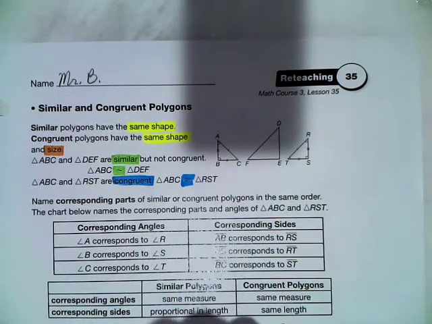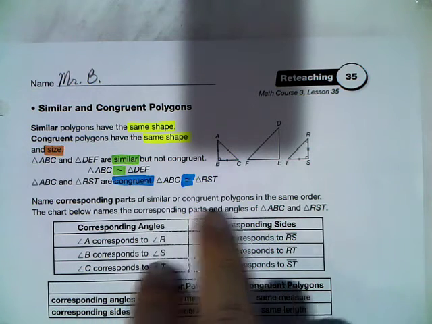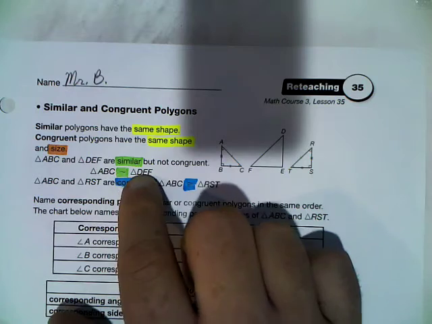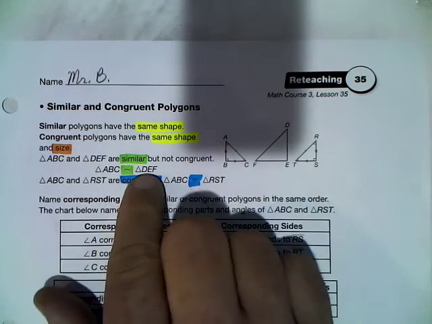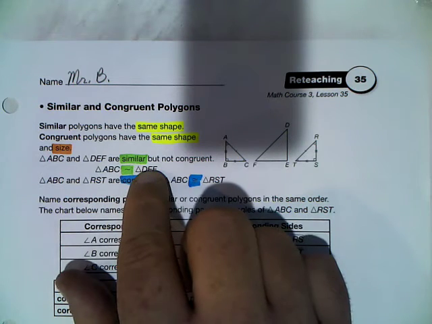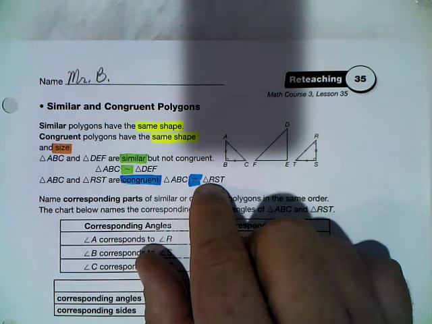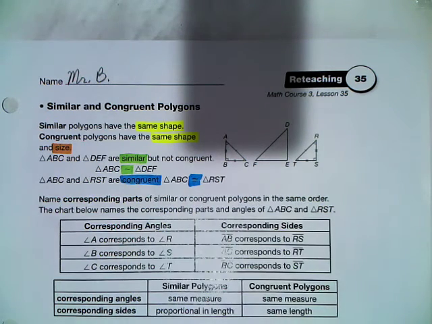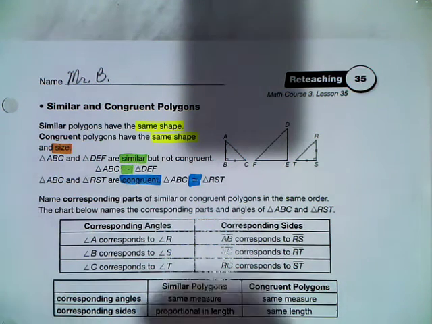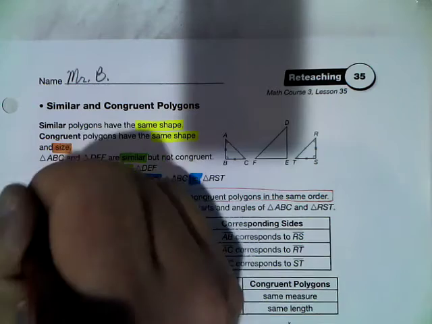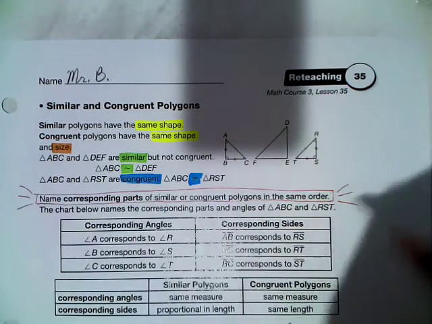Now, congruence and similarity statements are important because they're always named in corresponding order. So name corresponding parts of similar or congruent polygons in the same order. So by writing triangle ABC is similar to triangle DEF, then I know that A corresponds to D, B corresponds to E, and C corresponds to F. Likewise, triangle ABC is congruent to triangle RST means that A corresponds to R, B corresponds to S, and C corresponds to T. So this is an important idea here. I want you to take your red pen. We're going to draw a little bit of attention to it.